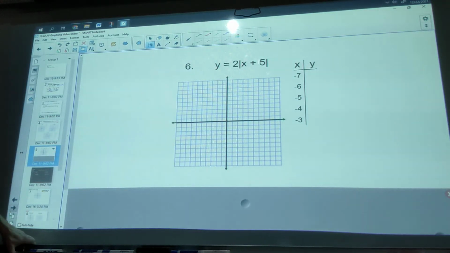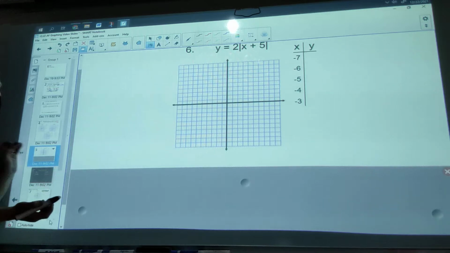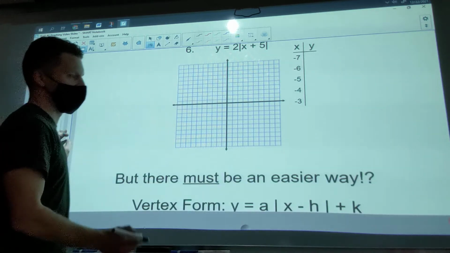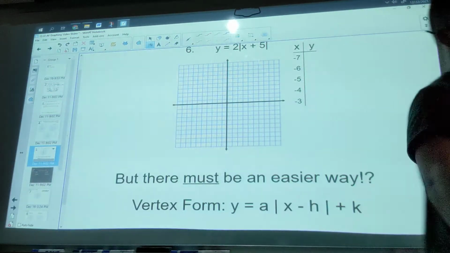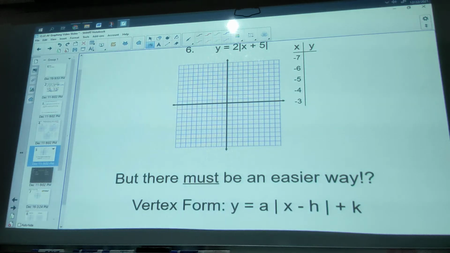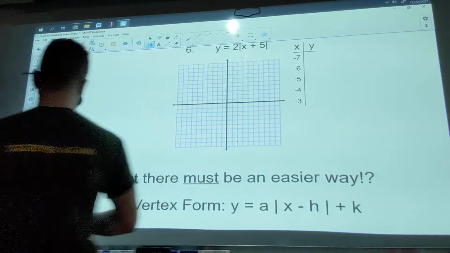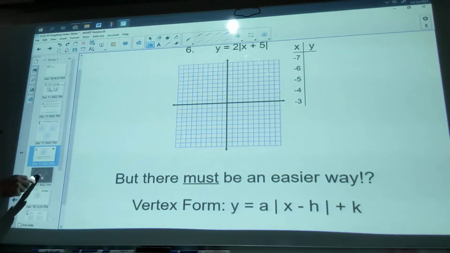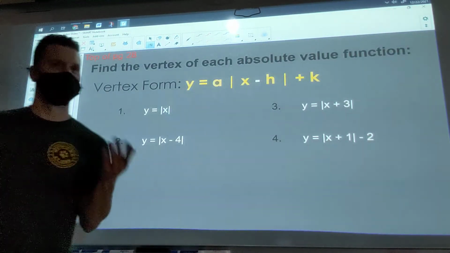Let me see. Do I want to tell you how to find the vertex before or after this problem? Before. Yeah, let's find the vertex first. So the question is, hey, is there an easier way, a more effective way to do this problem? And there is. I know, you're like, oh my gosh. Trust me, you're going to like it. You just have to know first. What's the matter? You don't trust me? Not really.